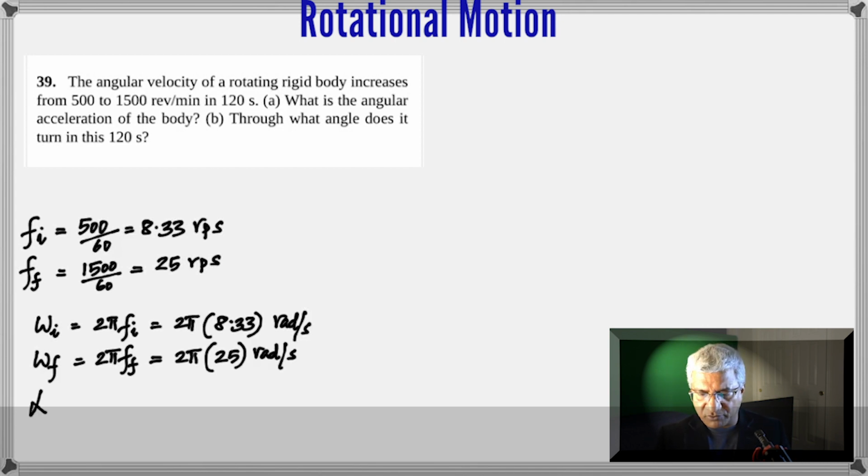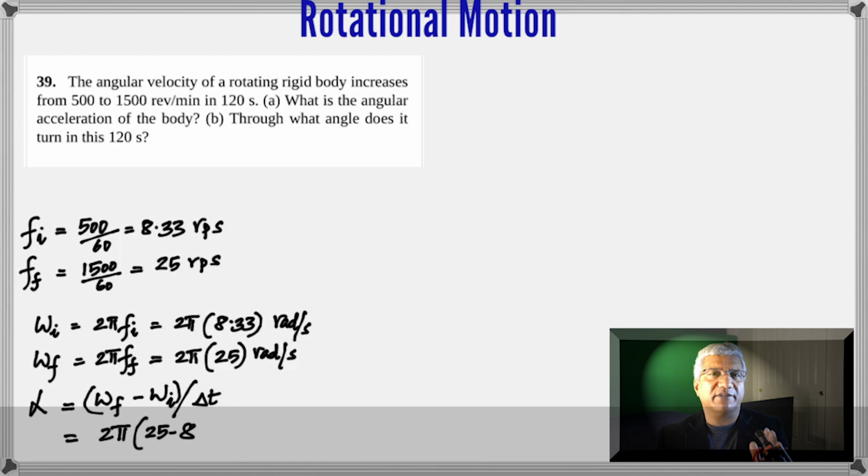Now that we have both of these, we can find alpha by omega f minus omega i by t. The time was 120 seconds. So now I've taken 2 pi out. That's why I left it like that. Take the difference divided by 120. And the calculations come out to be 0.87 radian per second squared.